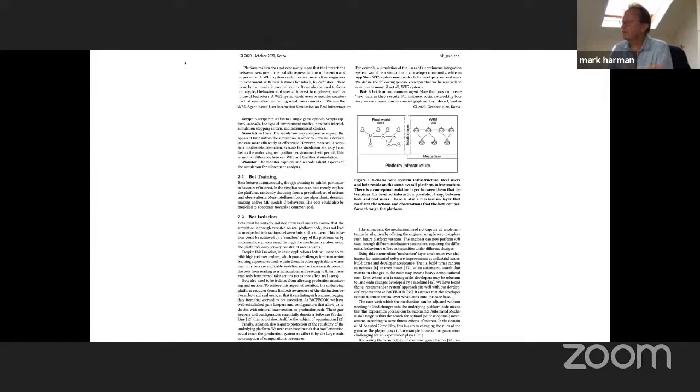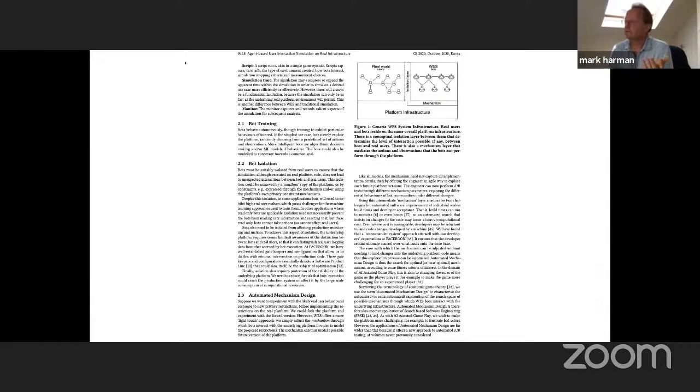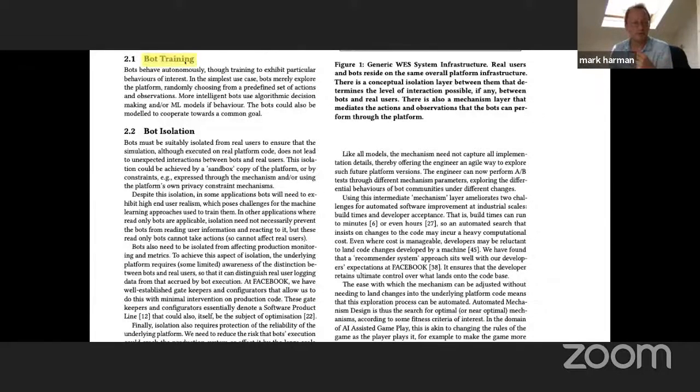So naturally in the paper, we talk about the need to train bots. It's important that they have behaviors that are somewhat learnt. And it's also important that they are isolated because we are running on the real infrastructure. So we need engineering solutions that isolate the bots from production.